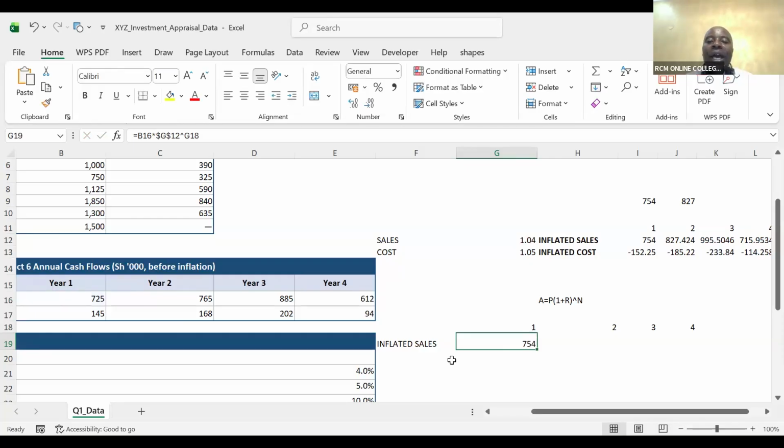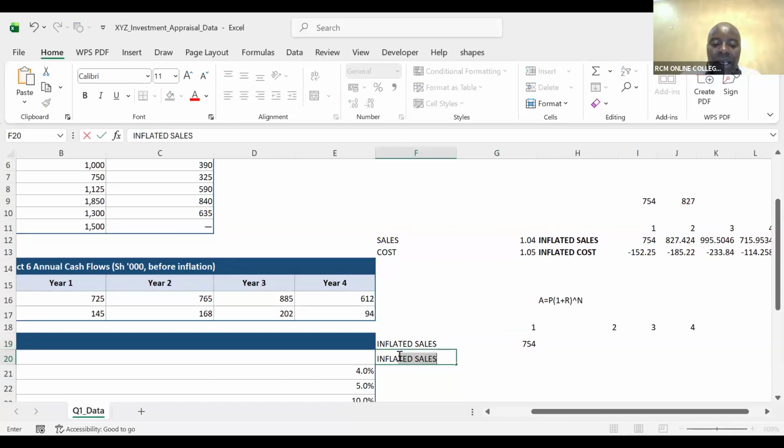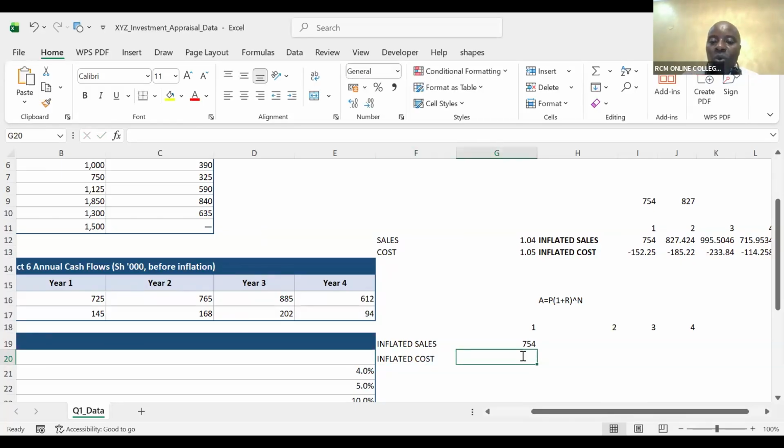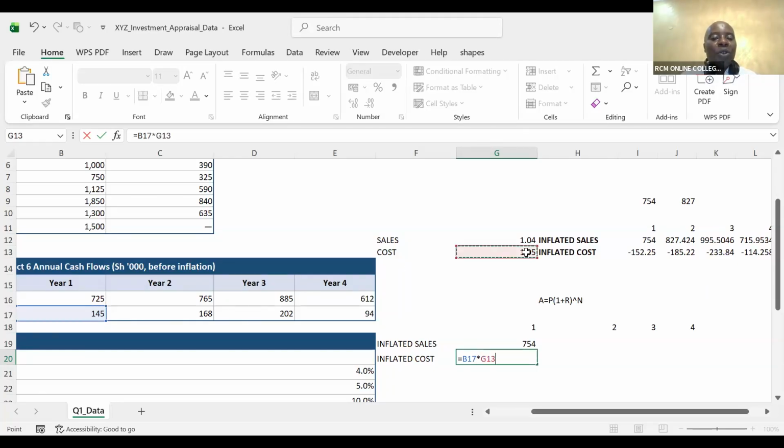So once I get that, I don't have to do this. I can even do all the workings here. I can come here and say inflated cost. So inflated cost, ladies and gentlemen, what do I have for inflated cost? I'm saying equals. I must always begin with equals. I pick the cost for year 1. And then I say times the inflationary factor for cost, which is 1.05. This has to be locked and fully locked for that matter.